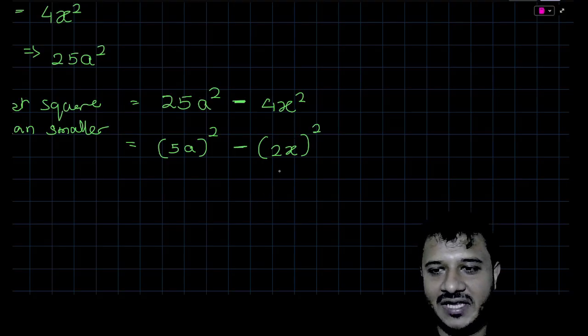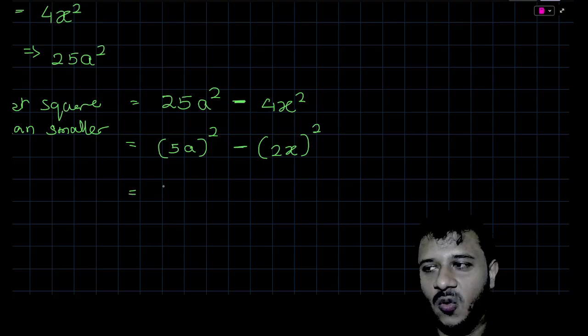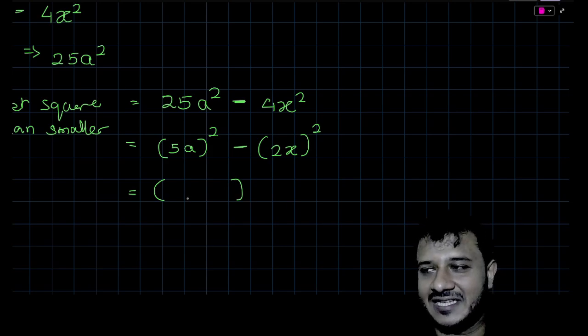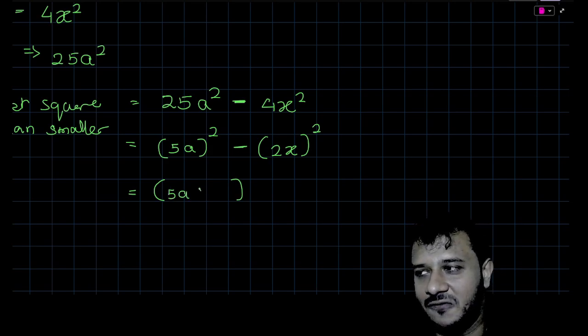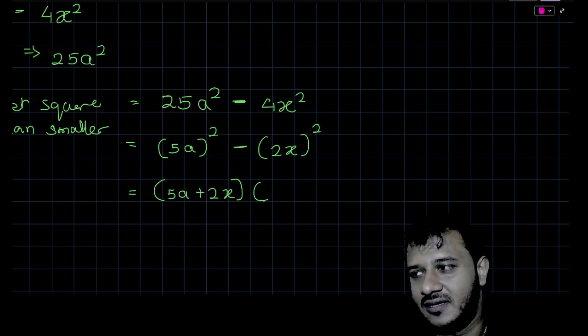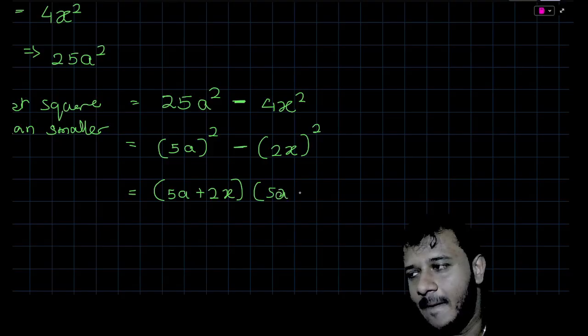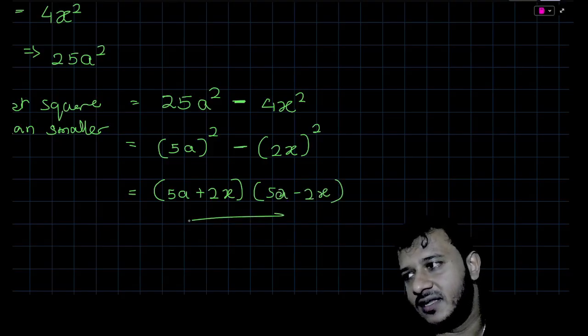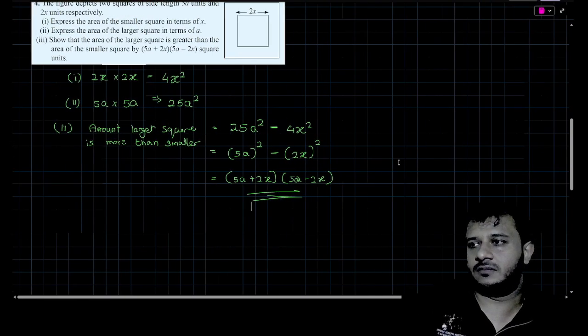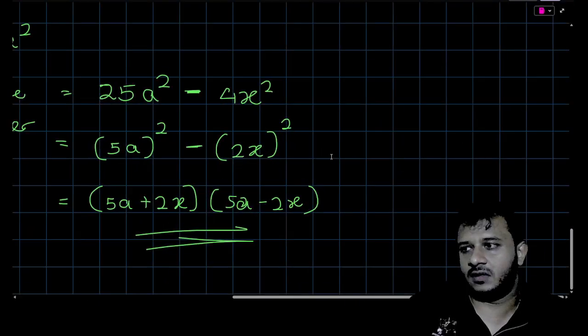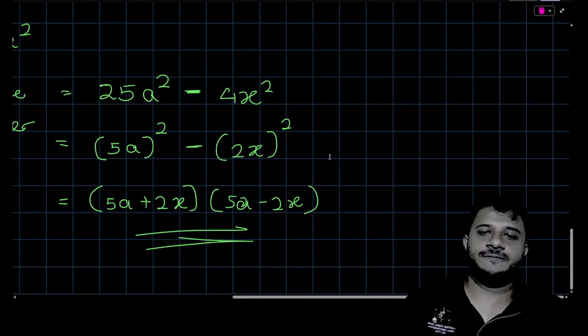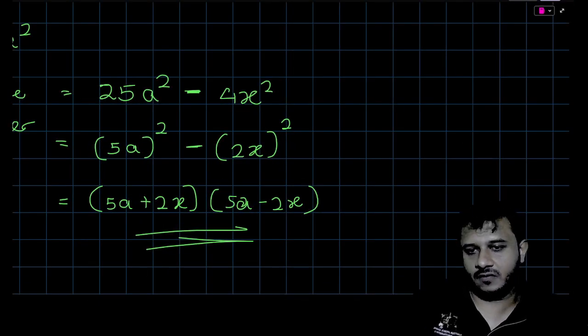Now this looks to me like a difference of two squares. What did we do when we factorized a difference of two squares? First term plus the second term, first term minus the second term. That means 5a plus 2x, 5a minus 2x, Pute. That's the answer. That's the answer they are expecting us to write. That's it, finish. Everyone good? Yakina Pute, did you understand it?